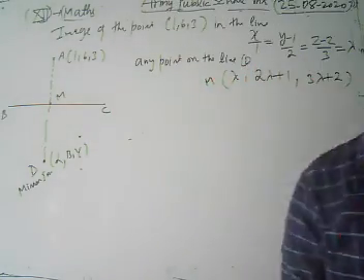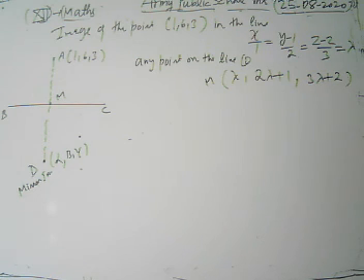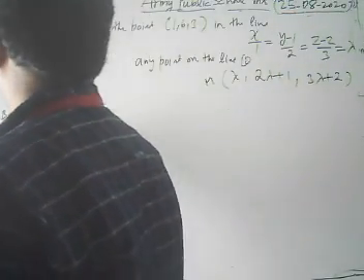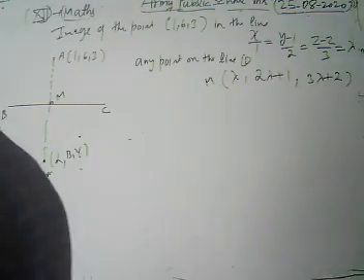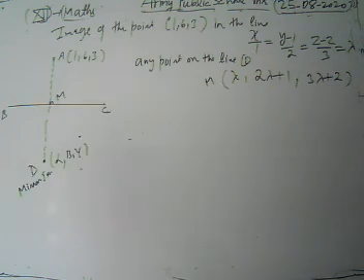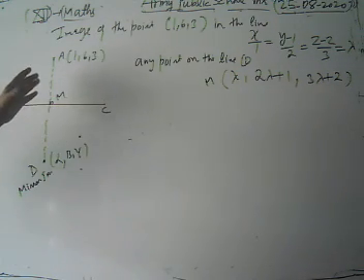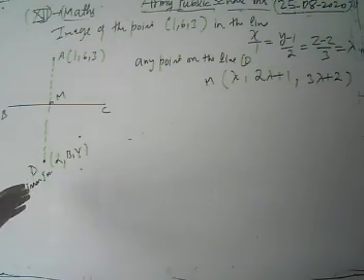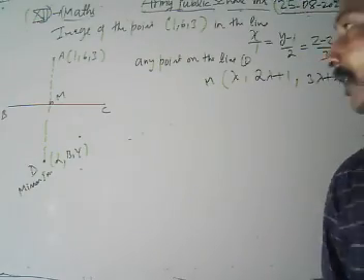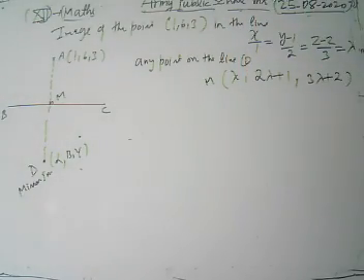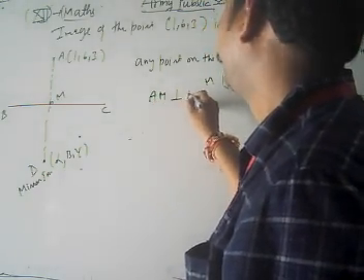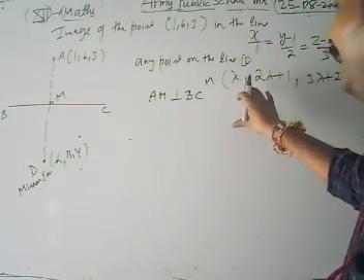We have to find the image of the point 1, 6, 3. Obviously it is our main point A, and M is a point on the line. Since we are finding the mirror image, AM is perpendicular to the line. Then we will find its image. So this AM is perpendicular to BC, and we have the coordinate of M in terms of lambda.